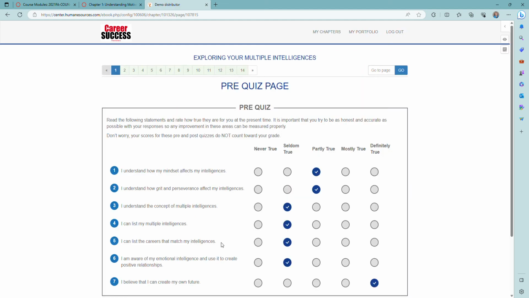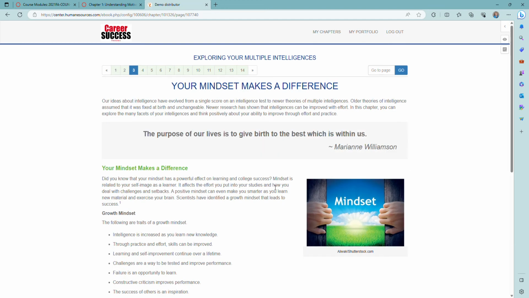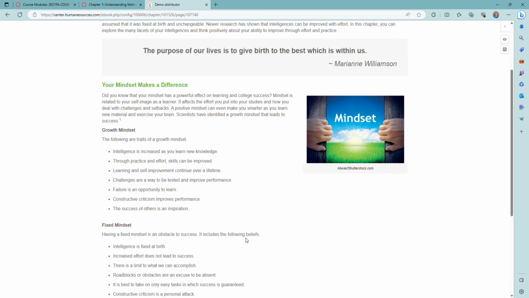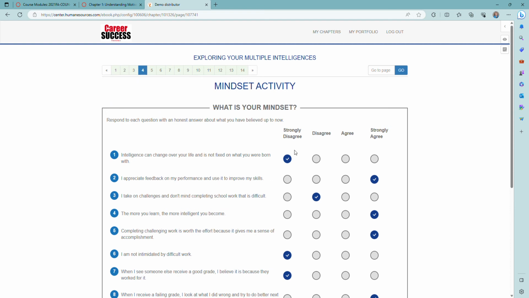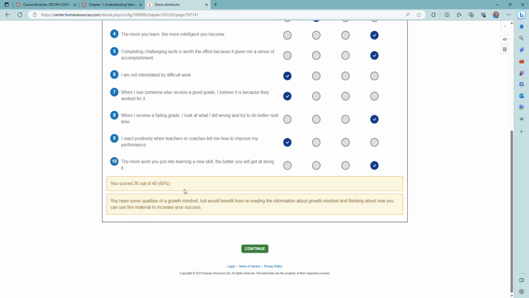The next one is on multiple intelligences. And again, the multiple intelligence assessment is built into this chapter. One of the topics is mindset and how mindset affects intelligence. What is a growth mindset? What is a fixed mindset? And here's an interactive activity. What is your mindset? For example, I take on challenges and don't mind completing schoolwork that is difficult.